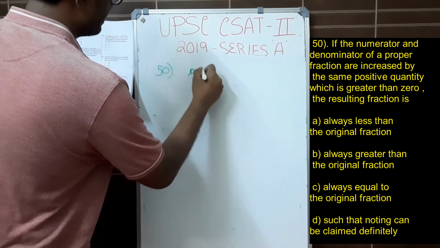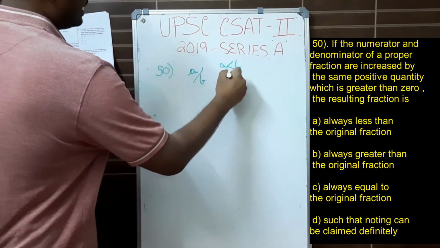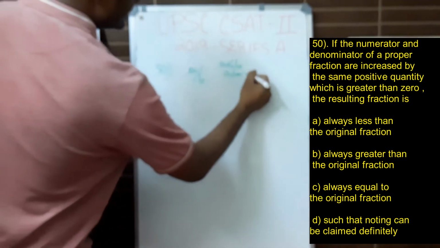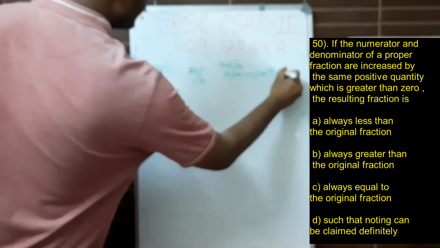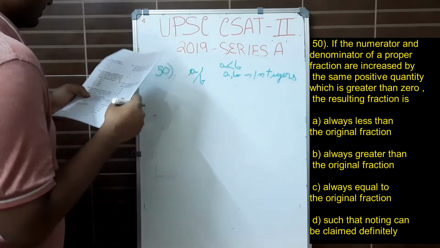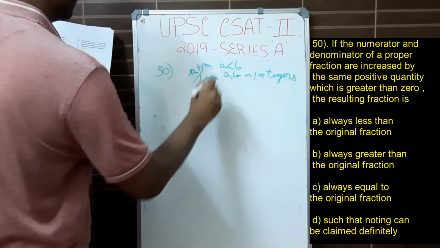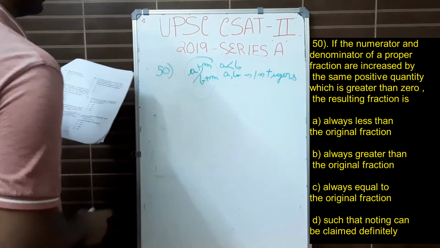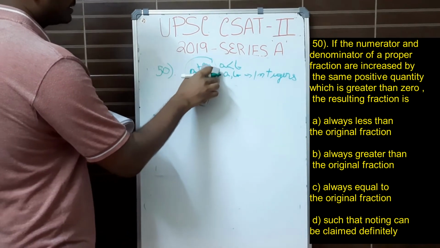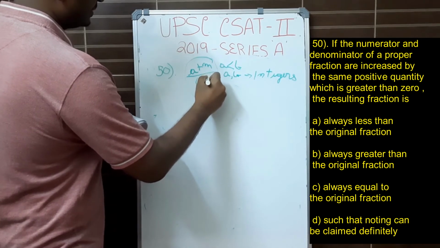A proper fraction can be represented like A by B, where A is always lesser than B, and A and B are integers. So that would give us a proper fraction. They are saying that both of them are increased by some quantity, let's say m: a plus m, b plus m. We can't use these kinds of equations to solve the question. I'm just giving it so that you may understand what a proper fraction is and what the question is. So a plus m by b plus m.